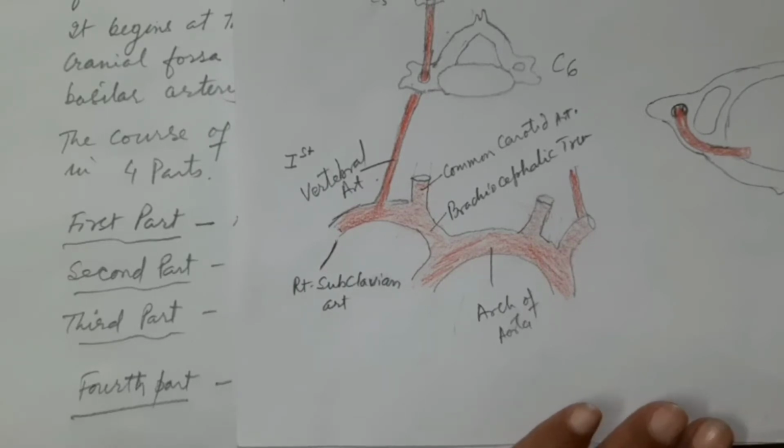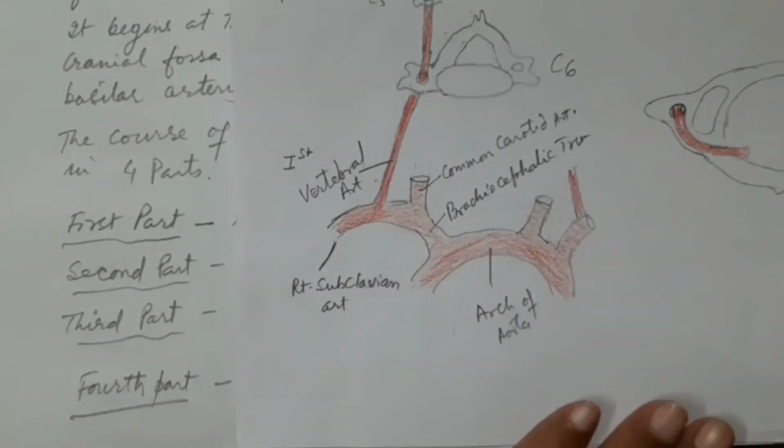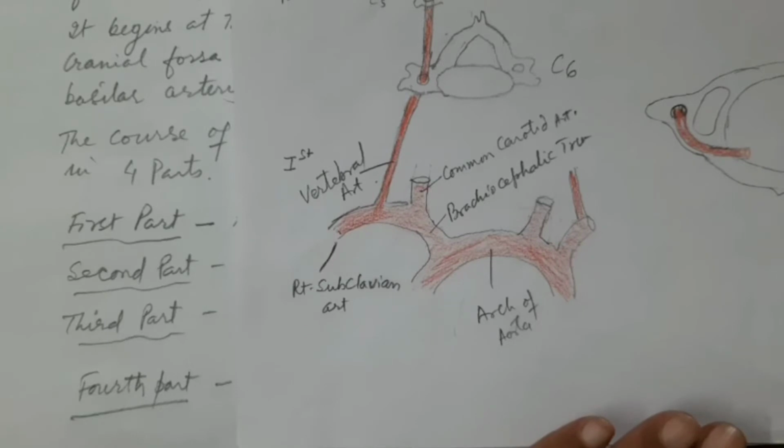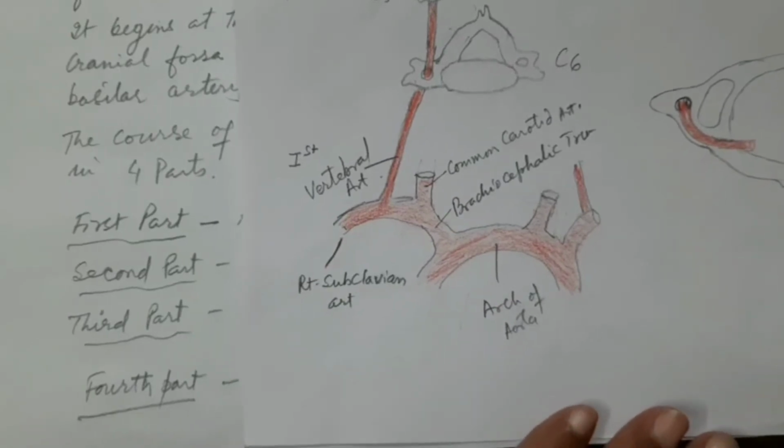Now this artery anteriorly will also be crossed by the inferior thyroid artery, which takes origin as the third branch from the first part of the subclavian artery, the thyrocervical trunk. The inferior thyroid artery goes towards the lower end of the thyroid gland. It will pass from the lateral to the medial side. So these are the anterior relations of the first part of the vertebral artery.